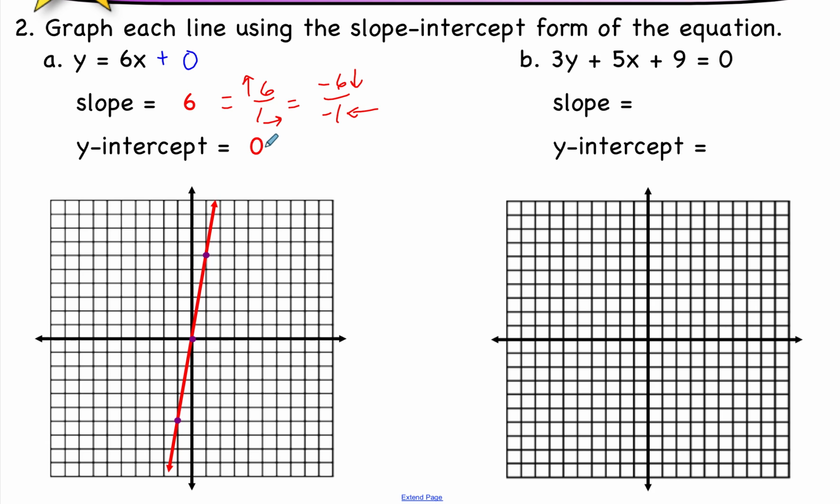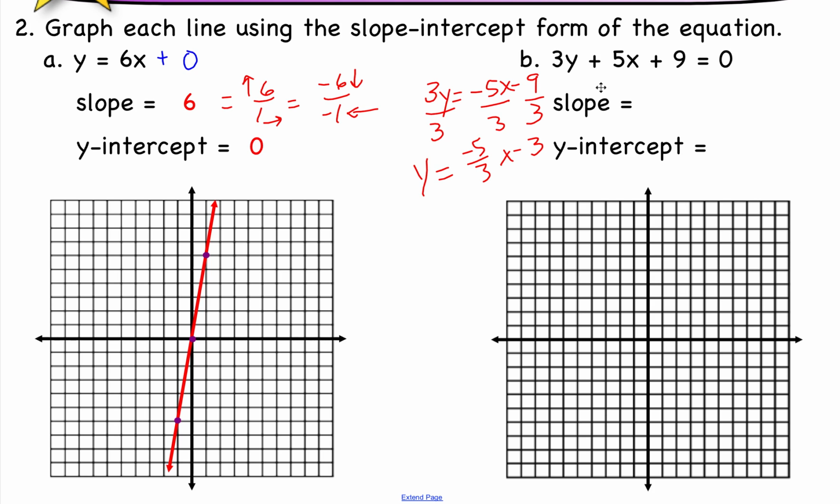In example B, we need to solve it for y. And if we do that, we get 3y equals negative 5x minus 9. And then dividing by 3. Probably should write this out for you. So we have 3y equals negative 5x minus 9. Subtract 5x and subtract 9 from both sides, and then divide everything by 3. And we end up with y equals negative 5/3 x minus 3.